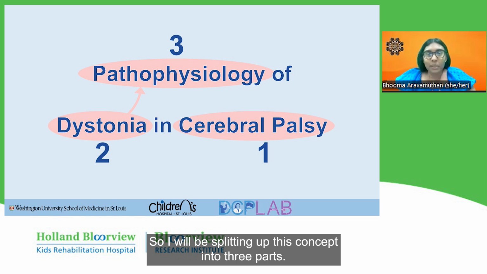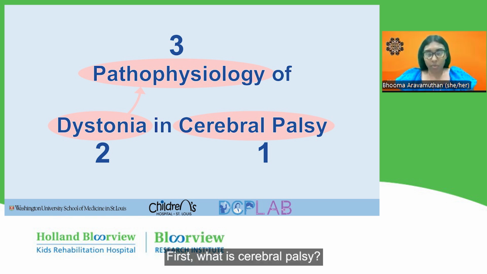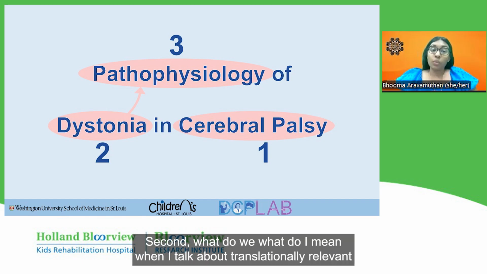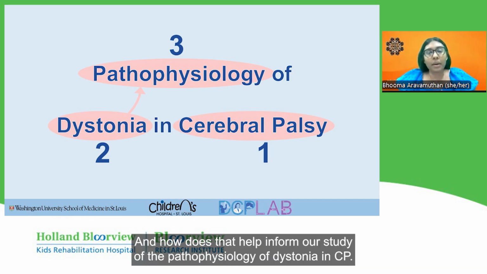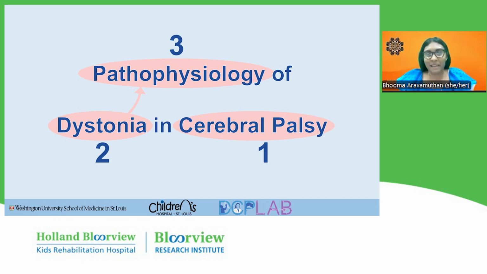So I will be splitting up this concept into three parts. First, what is cerebral palsy? What do I mean when I say that? Second, what do I mean when I talk about translationally relevant quantification of dystonia? And third, how does that help inform our study of the pathophysiology of dystonia and CP? So first, what is CP?